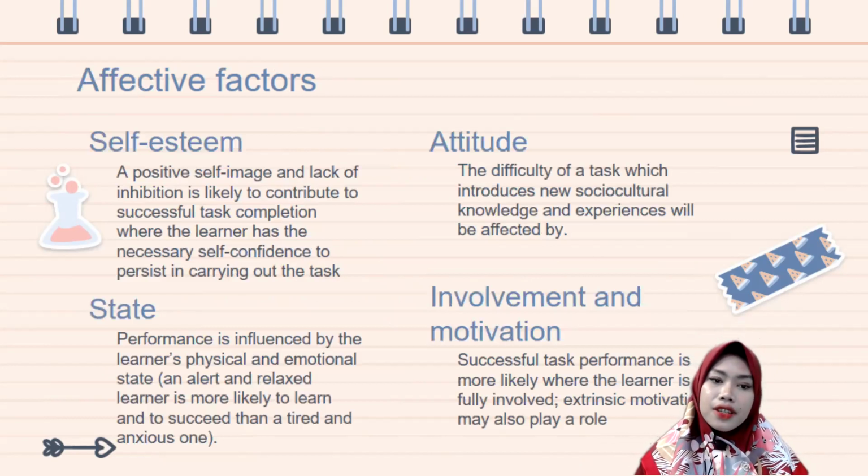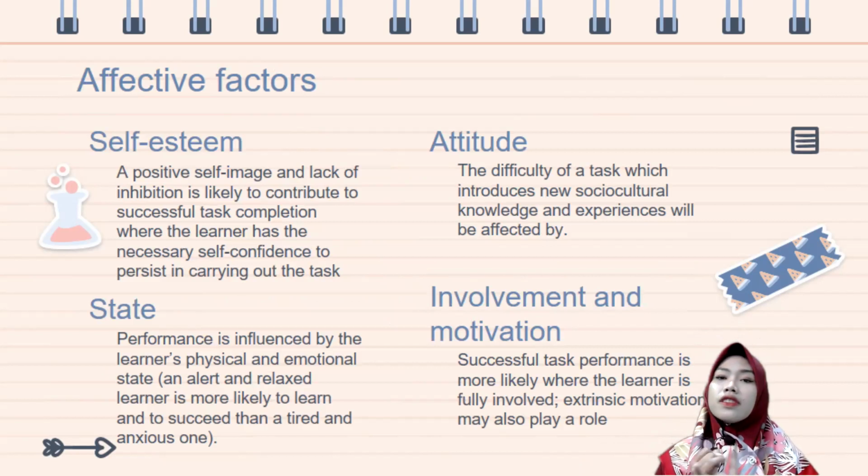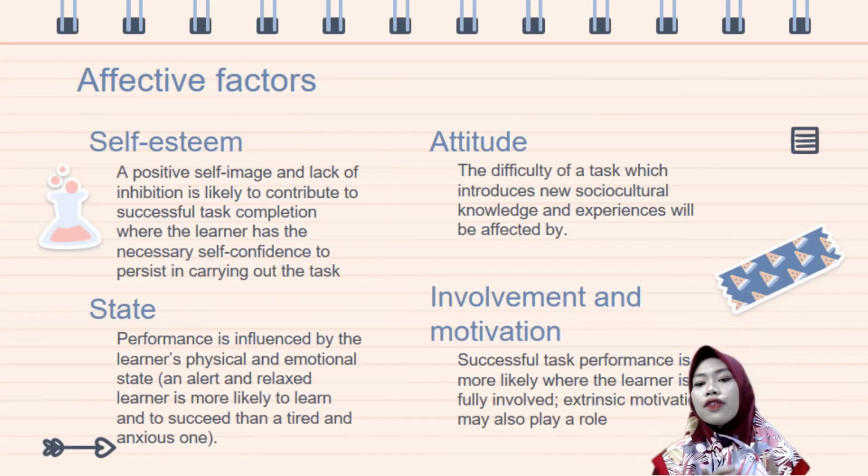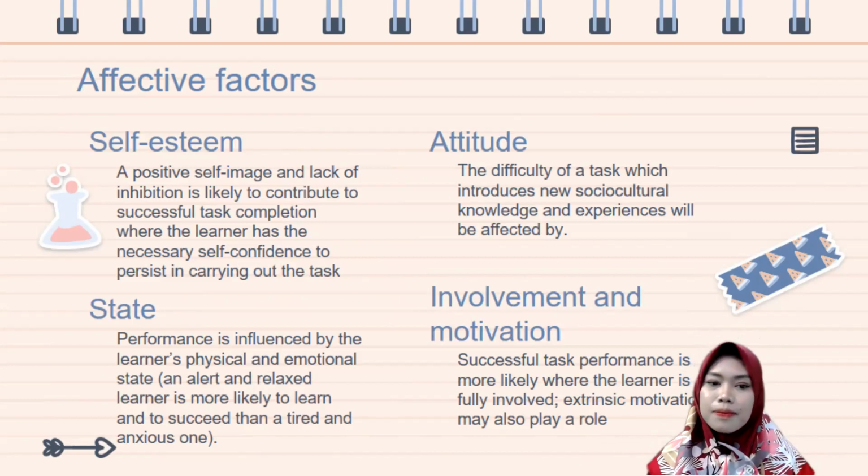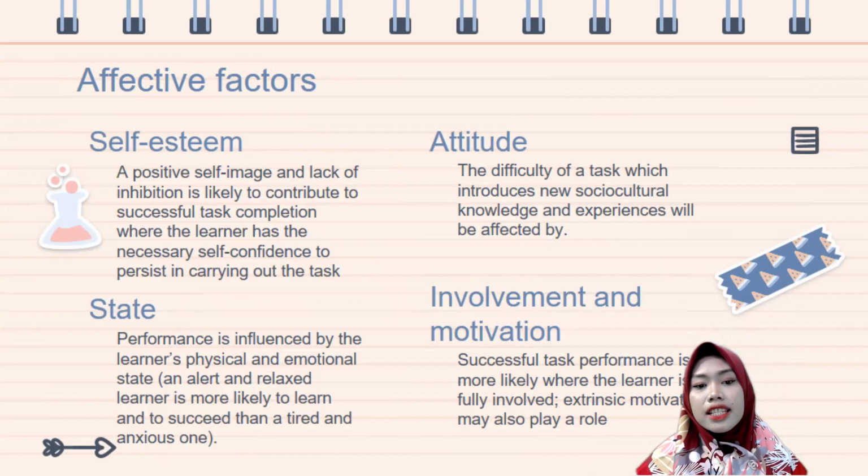And the last is affective vectors. Affective vectors are divided into self-esteem, state, attitude, involvement, and motivation. The first one is self-esteem. A positive self-image and lack of inhibition is likely to contribute to where the learner has the necessary self-confidence to persist in carrying out the task.